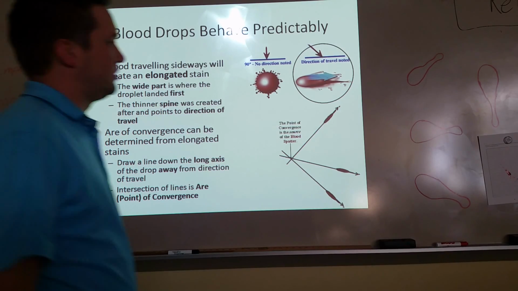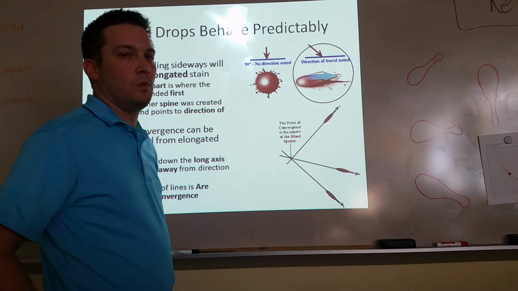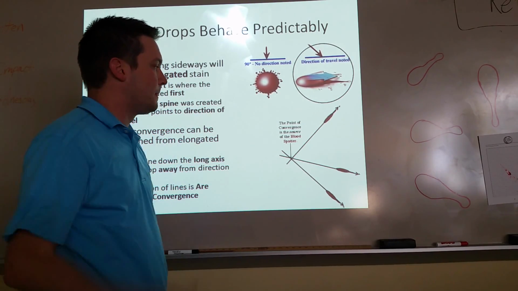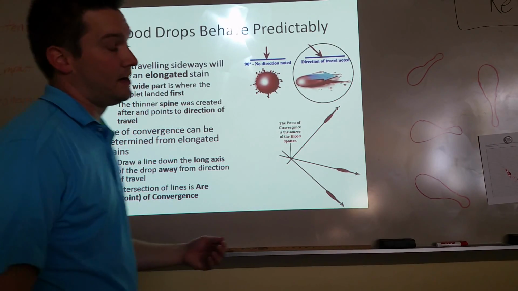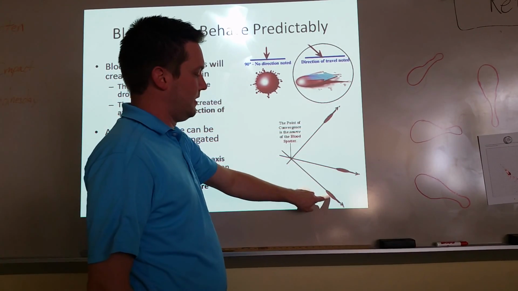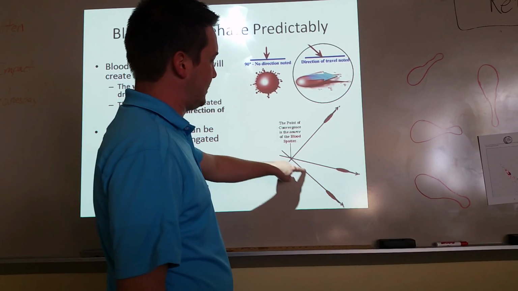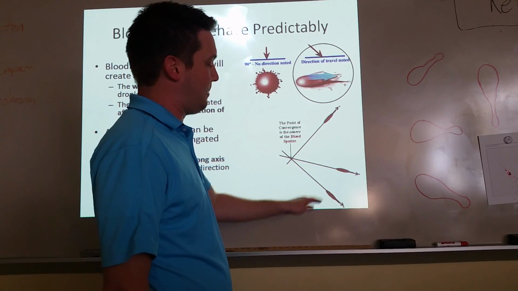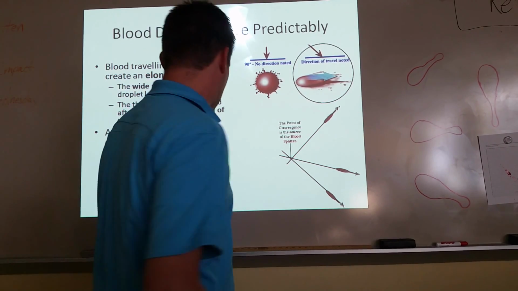If we have a bunch of droplets and we think they were all produced by the same impact, we can use those to try to figure out where that came from. To do that two-dimensionally, we use what's called area of convergence. What we do is find our elongated droplets and draw lines that go down the long axis of the drop, not the small axis. These lines should go the opposite of the direction of travel, because we don't want to know where the blood's going, we want to know where it came from. You'll see they did that here.